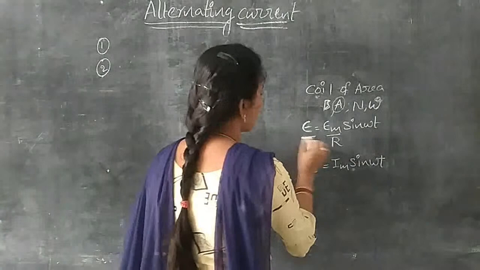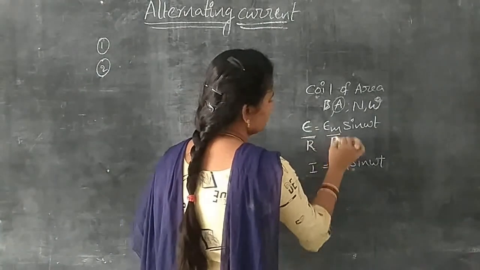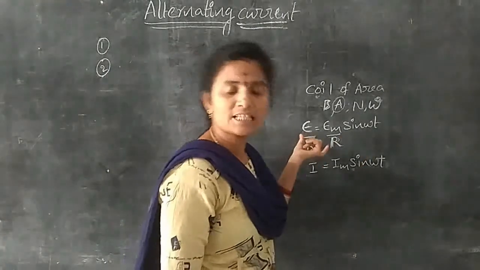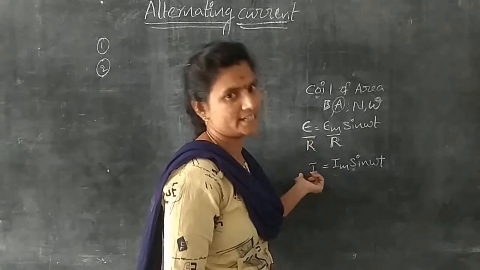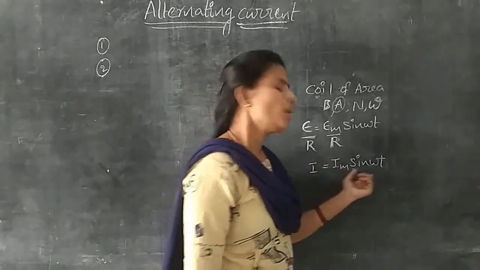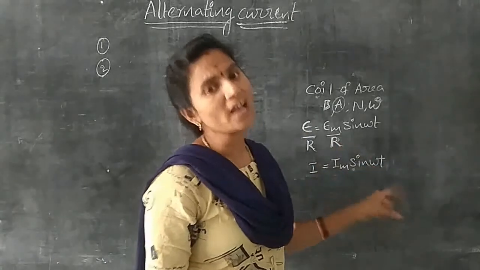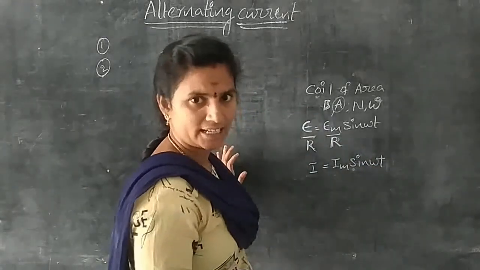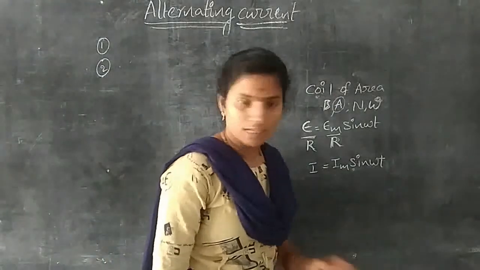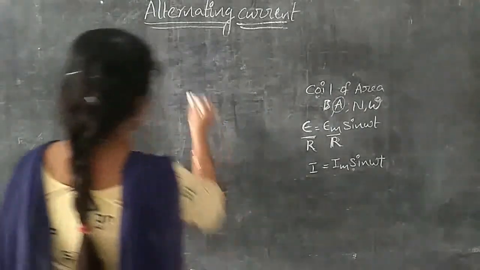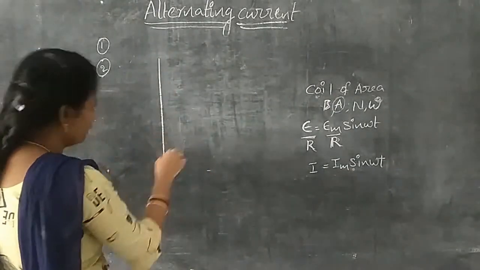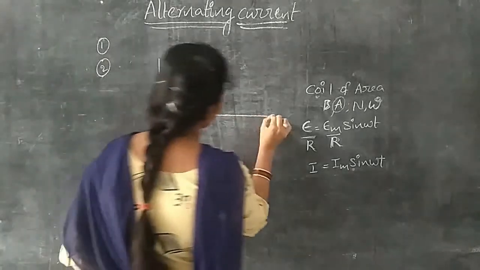Let us divide with R. Then what will happen? This gives us a current. So I is equal to Im sin omega t, which is the equation of the alternating current. Okay, what is the average value? Suppose, for example, the average value of alternating current.